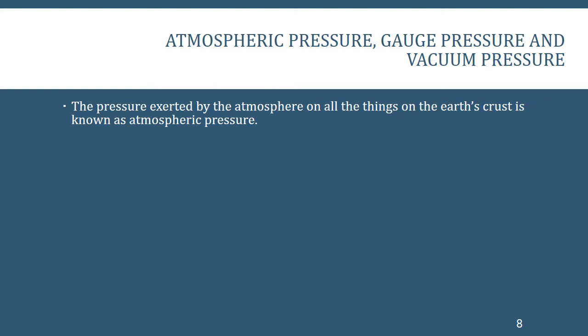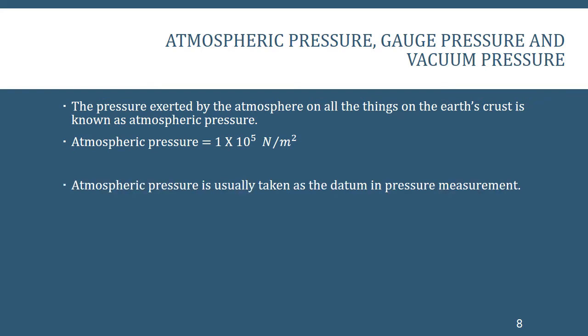So the atmosphere is always exerting a particular pressure on all the things on the Earth's crust, and that pressure is known as atmospheric pressure. Now, the value of atmospheric pressure is 1 into 10 raised to 5 Newton per meter squared. Even though it is not visible, there is actually such a large amount of pressure acting on top of all of us. So, atmospheric pressure is given by 1 into 10 raised to 5 Newton per meter squared.